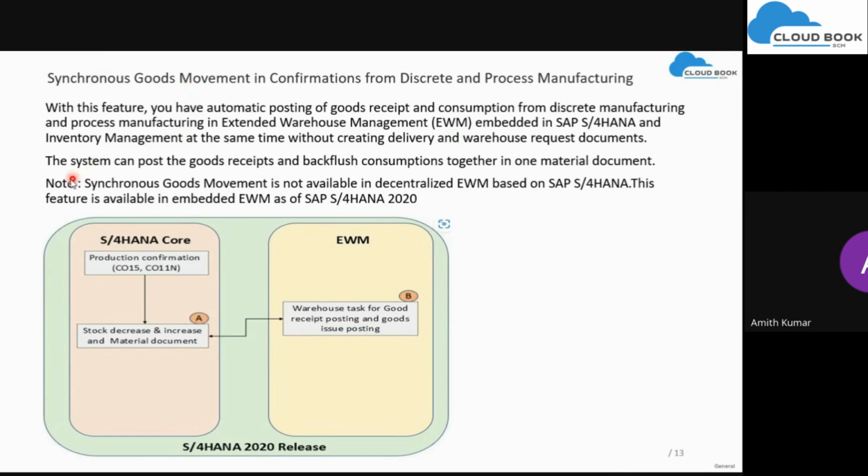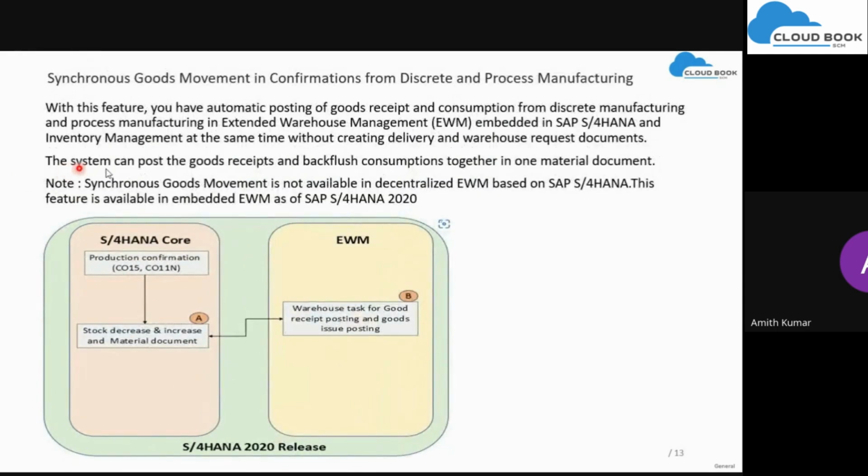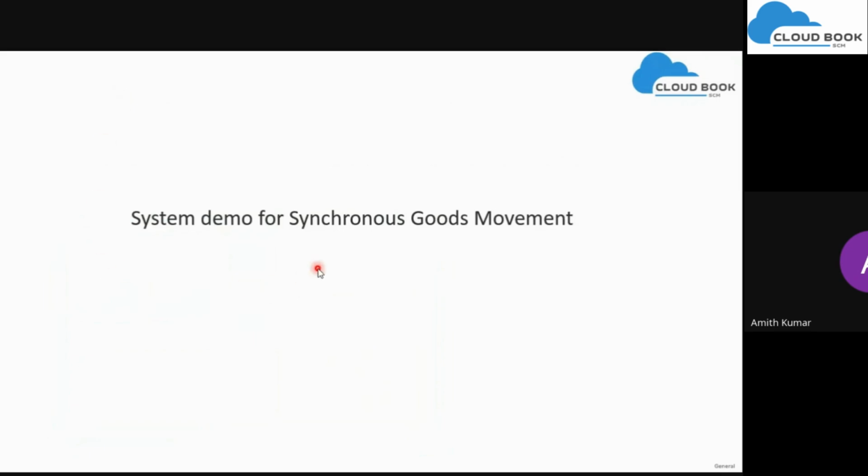Okay. Then another important point over here is the system can post the good receipts and the backflush consumptions together, as I said, right? So both the things are happening together. I don't have to now rely on my inbound deliveries, my task creations, my good receipts, my outbound delivery and goods issue of outbound delivery and all that. Everything is happening together in one particular material document. Okay. So that is the advantage, and this is the process which we are going to see also now in a system, right? Okay, system demo.